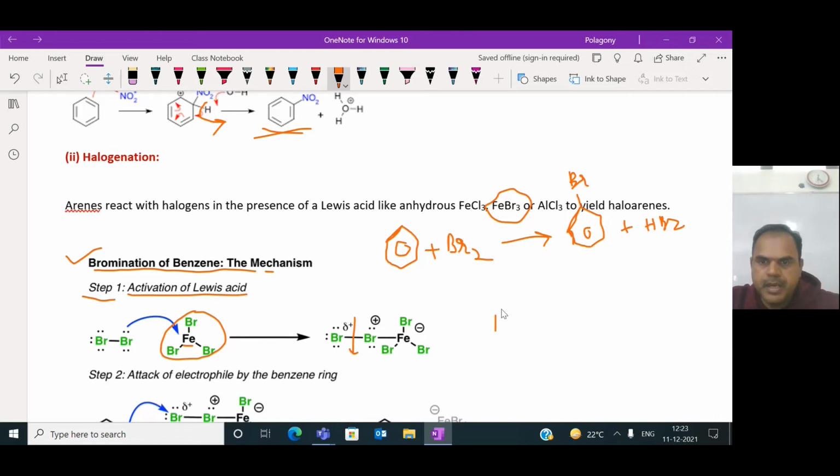That means Br plus ion is formed, the electrophile is produced in this. So this step is otherwise called electrophile generation.